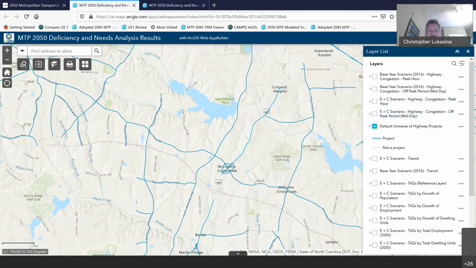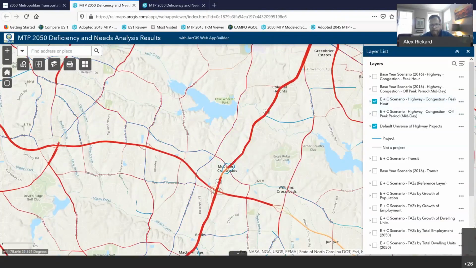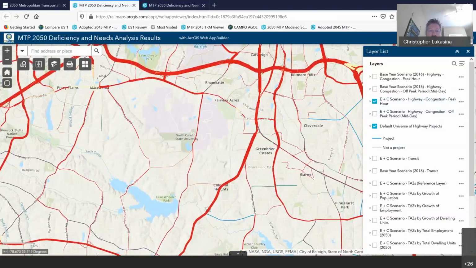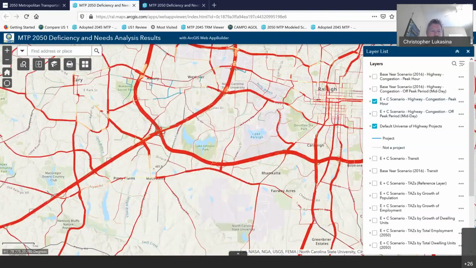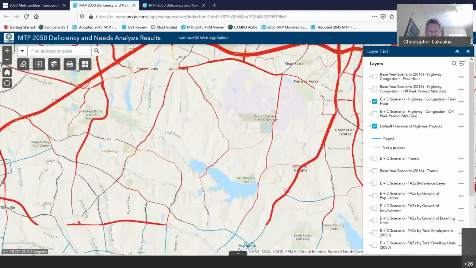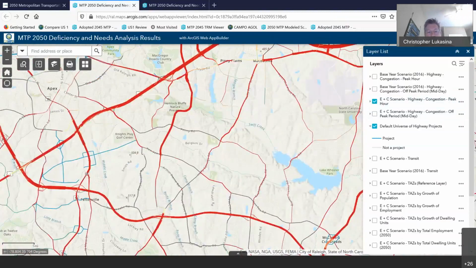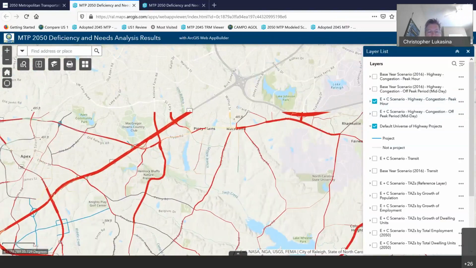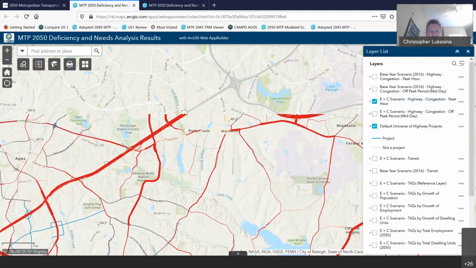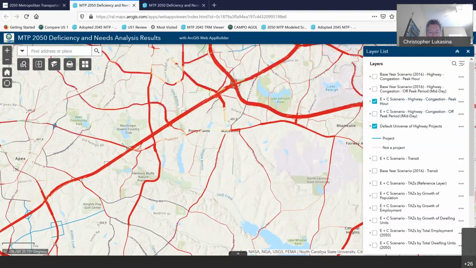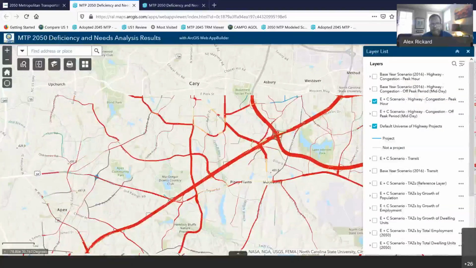So when we show the next scenario, say, in the alternatives analysis, we would hope that on 401, there's some level of relief to some of that congestion because we have projects that are now going to be included in that model run. But on 540 out there, if we don't have any other projects to throw into a future scenario, then we would expect that red to stay there unless there is a corresponding parallel corridor that had an improvement that would maybe alleviate some of that congestion. So thanks, Chris.